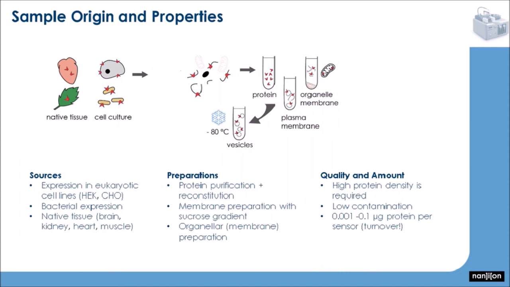Finally, it's important to know that the quality of the sample does matter a lot. A high protein density will, of course, yield a high signal, and low contamination as well. Actually, if you have a preparation with very high concentration, you only need very little of the preparation for the experiments, because we need maximum 0.1 microgram protein per sensor. Of course, the amount of protein needed depends a lot on the turnover of the special target you want to look at. So we have a very high sample flexibility, but also the quality of the sample matters a lot for the success of the assay.